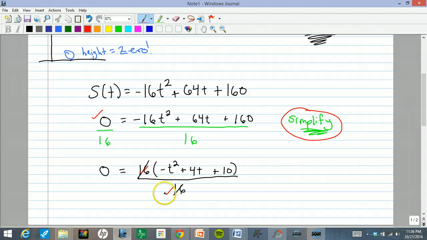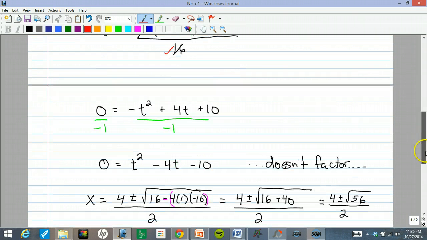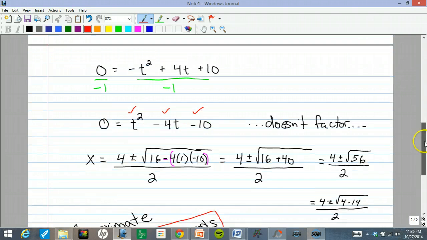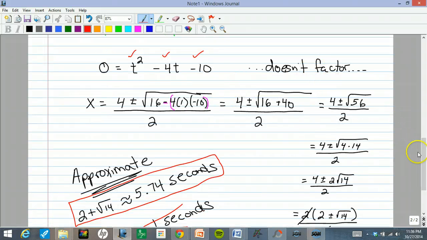Yep, this is all legal. And then I thought maybe this would factor. Just thought maybe it was a trick question that it would factor. In order for it to factor, I need this to be 1, so I divided by -1, which changed all the signs of the terms. But after all that, it didn't factor.